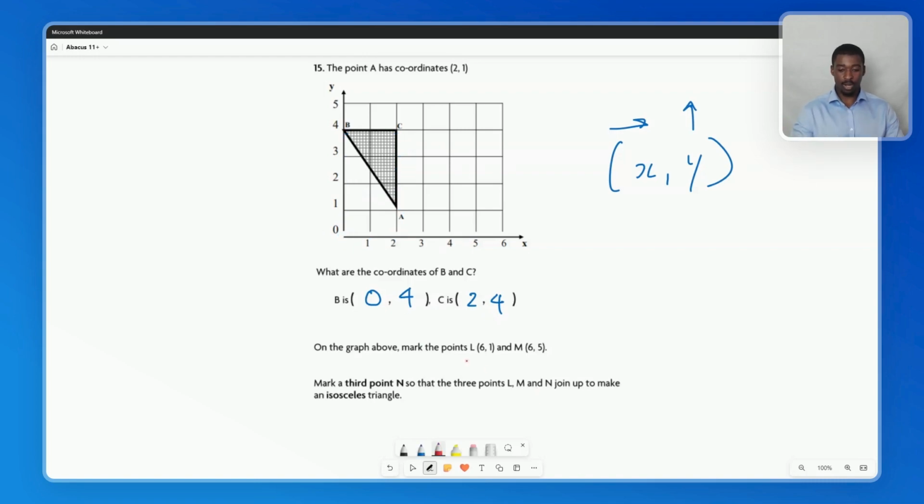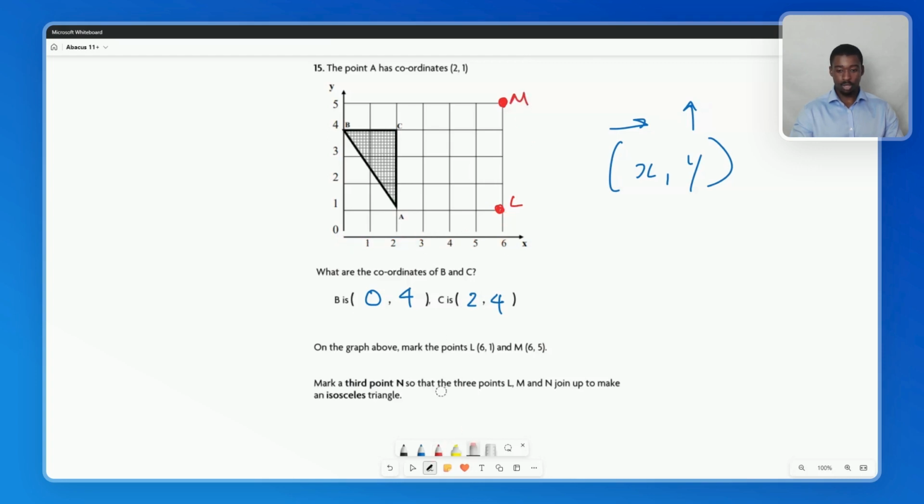Now, on the graph above, mark the points L and M. So 6, 1, 6, 5. We should be confident doing this. 6, 1 means 6 to the right. 1, 2, 3, 4, 5, 6. 1 up. So right here. And then 5 will be the same across, but 5 up. 2, 3, 4, 5 right here. So that's L. Let's put L here. And this is M. Awesome.